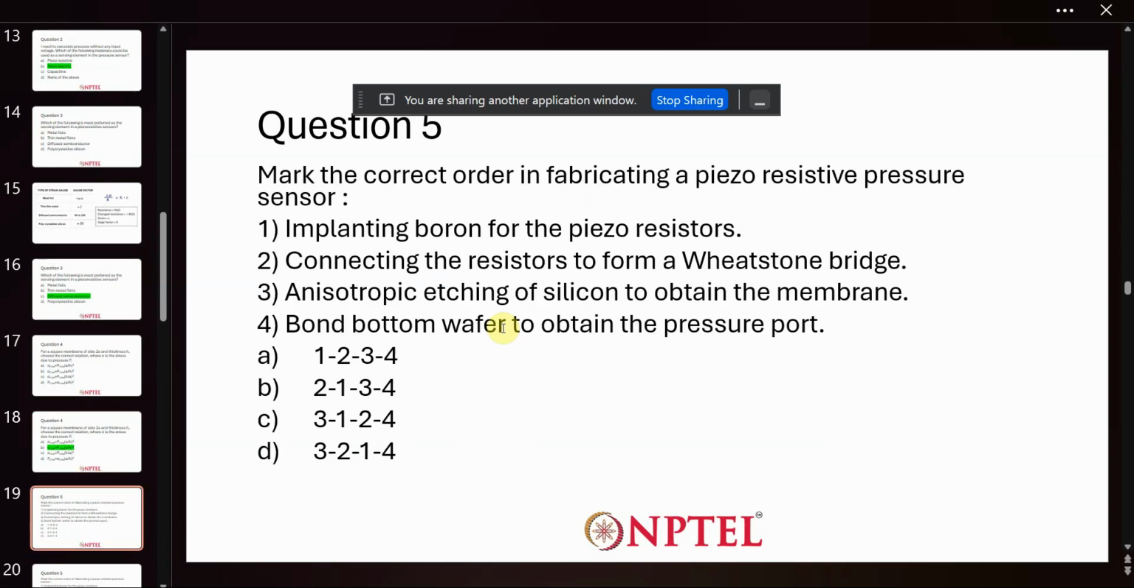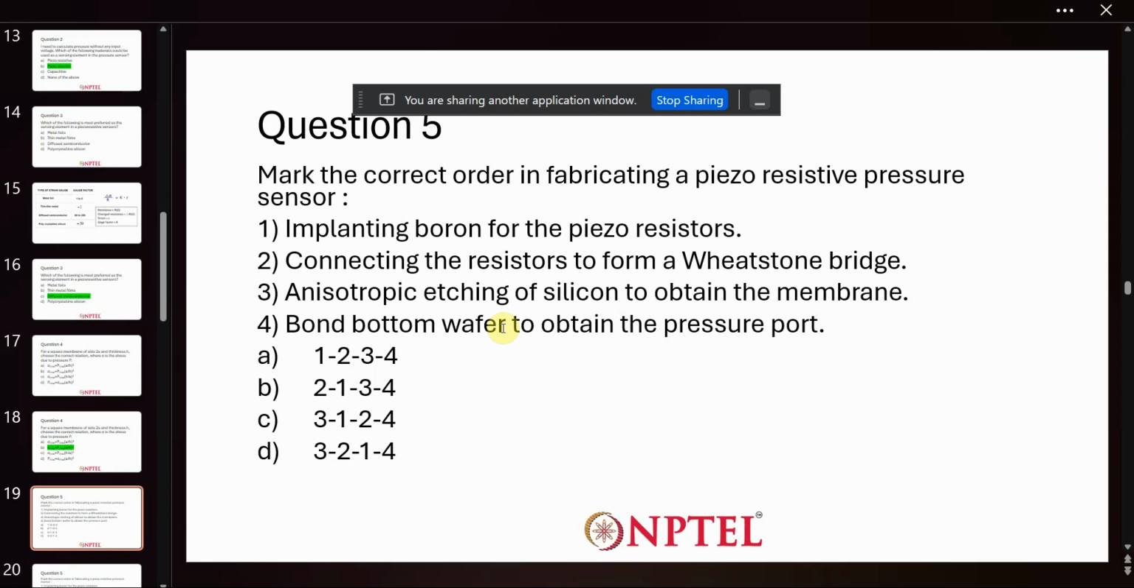So in the fifth question, basically they are asking for the correct order for fabricating a piezoresistive based pressure sensor. In the first step, what they are saying is implanting boron for piezoresistor. The second step is connecting the resistor to form a Wheatstone bridge. Third is anisotropic etching of the silicon to obtain the membrane, and the fourth is bonding the bottom wafer to obtain a pressure probe.